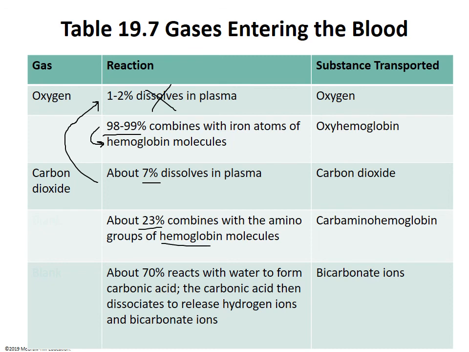All right, this is going to help kick out the oxygen. And close to 70% is going to react with water to form carbonic acid. The carbonic acid breaks down and releases hydrogen ions and bicarbonate ions. And then the bicarbonate ions are going to be used throughout the rest of the body as they're making the journey back to the lungs to help keep pH balanced. And that's the respiratory system.